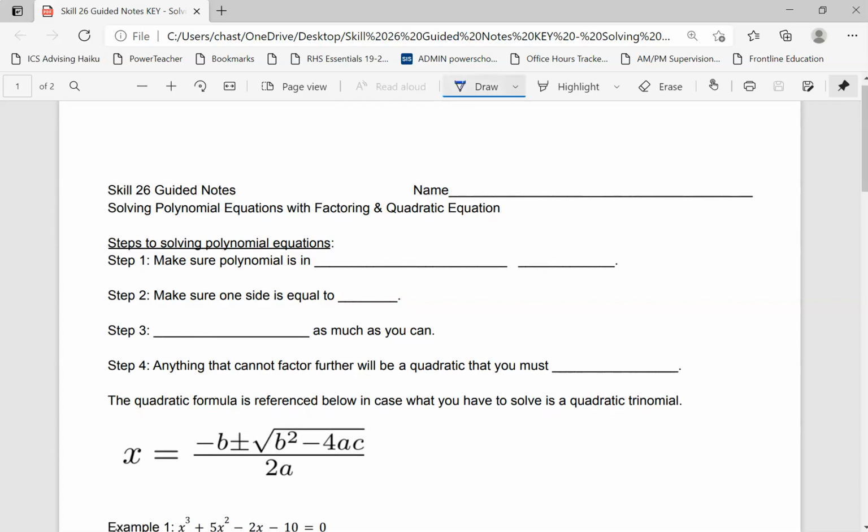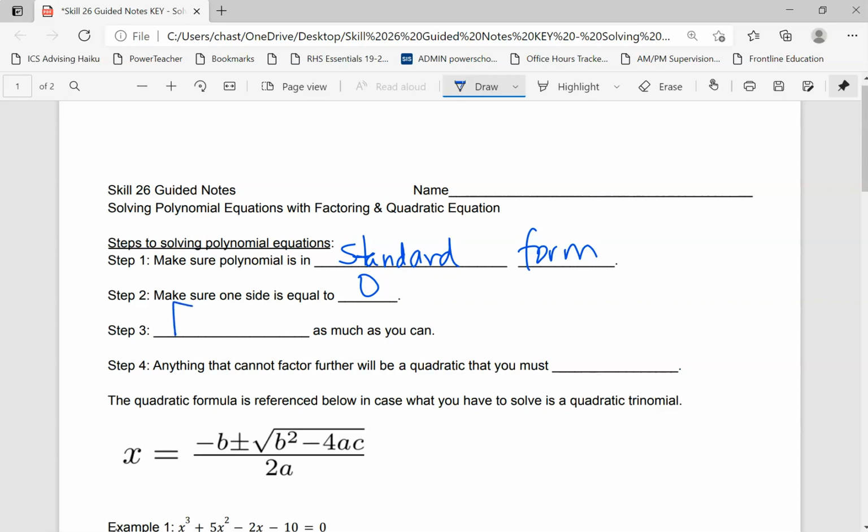The way we're going to do this is first we're going to make sure our polynomial is in standard form. Standard form meaning that we have one side equal to 0. So that would be step 2. Well, standard form really means that we have exponents from high to low. Then we have one side equal to 0.